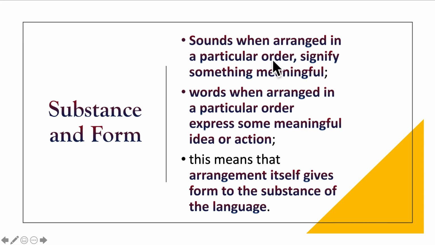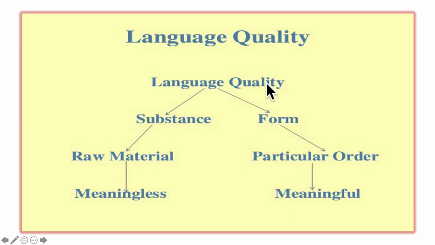Sounds, when arranged in a particular order, signify something. Words, when arranged in a particular order, express some meaningful idea. This means that arrangement itself gives form to the substance of the language. If you put words or sounds in a particular form, then it will give meaning. The same thing has been explained in a different form.